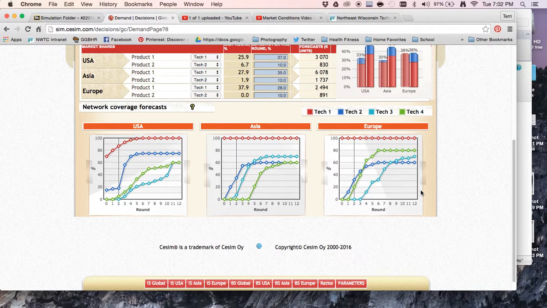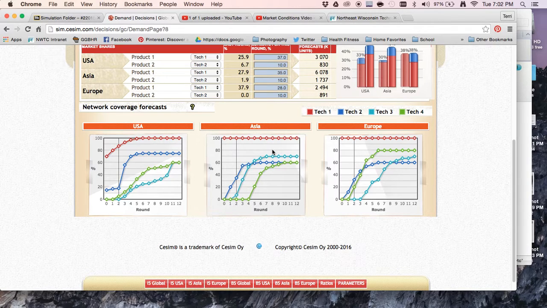So if you remember 3G and 4G, as our new phone technology was rolled out, it was not readily accessible to everyone. And so these graphs show you what percentage of the population has access to this network. So in the United States, Tech 1 starts out at 70% and then increases. In Asia, Tech 1 is available the whole time to everyone, and same with Europe. But you'll notice that Tech 2 really has a pretty big rise in the United States, so that's a technology that you could certainly invest in.